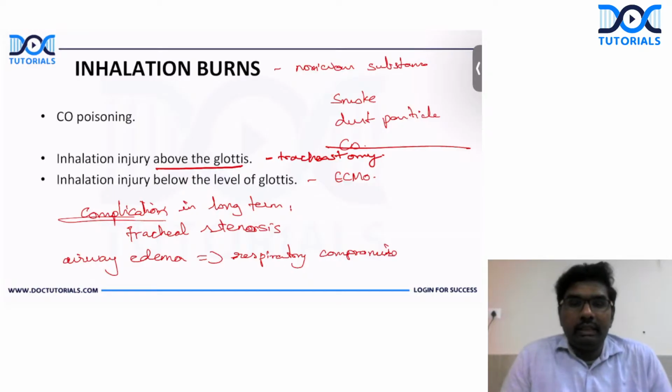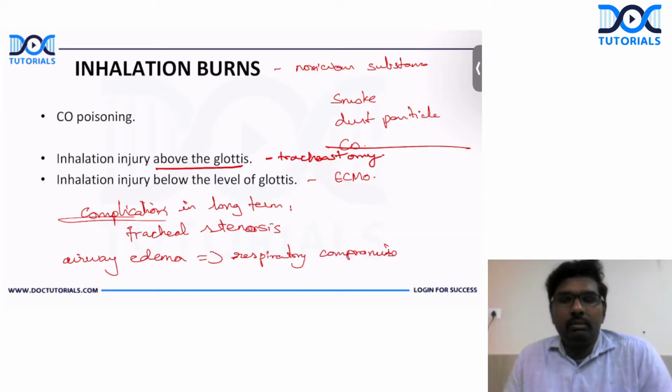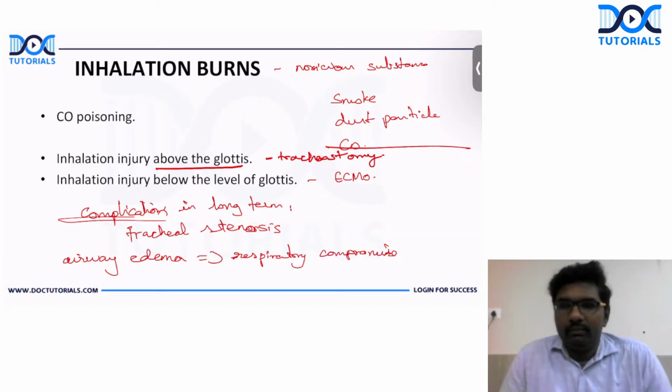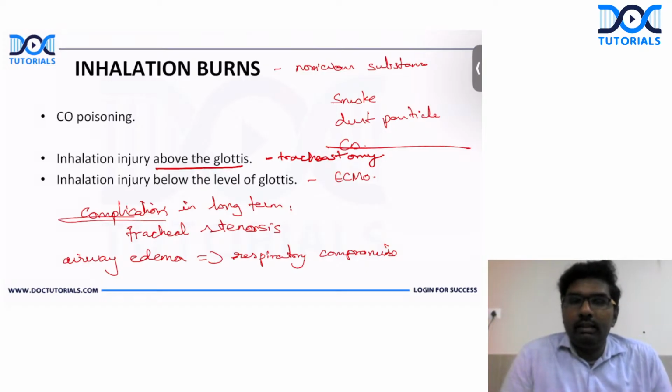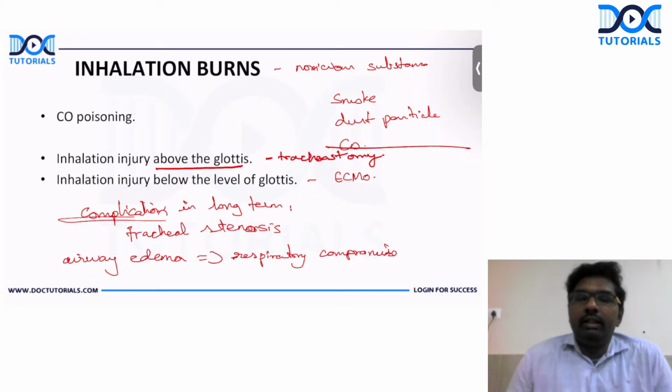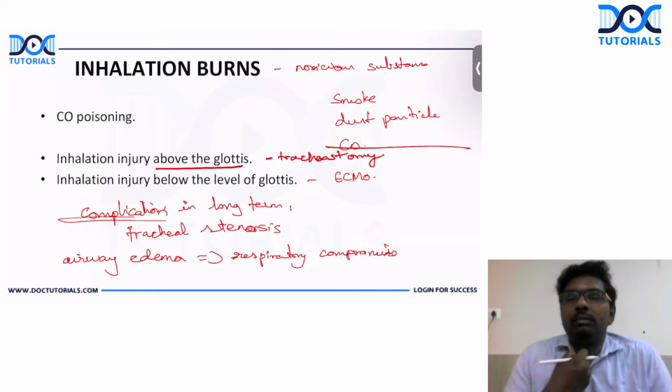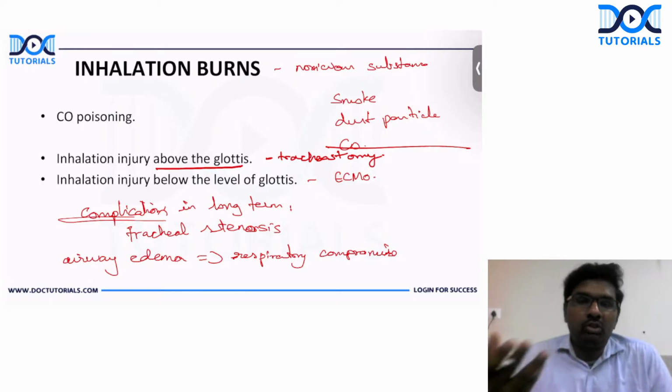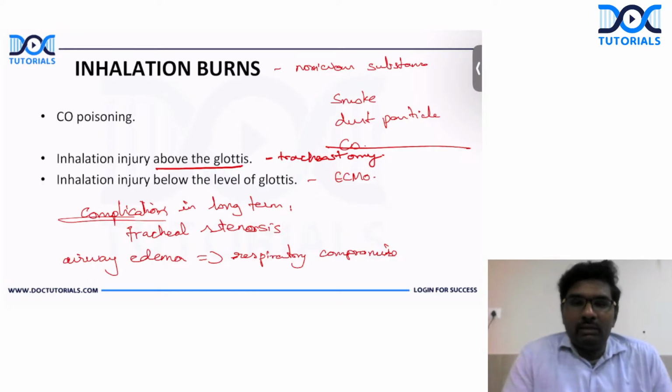So, how to secure the airway then? Of course, either by intubation or tracheostomy. Intubation, in case of any inhalation injury, will be difficult, and in some cases it is even contraindicated. So for any inhalation injury above the glottis, preferably go for a tracheostomy. If the injury is below the level of the glottis, the patient can even need an extracorporeal membrane oxygenator for management.